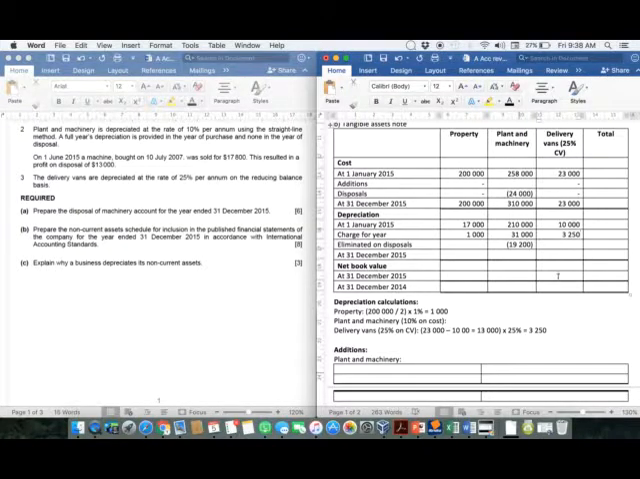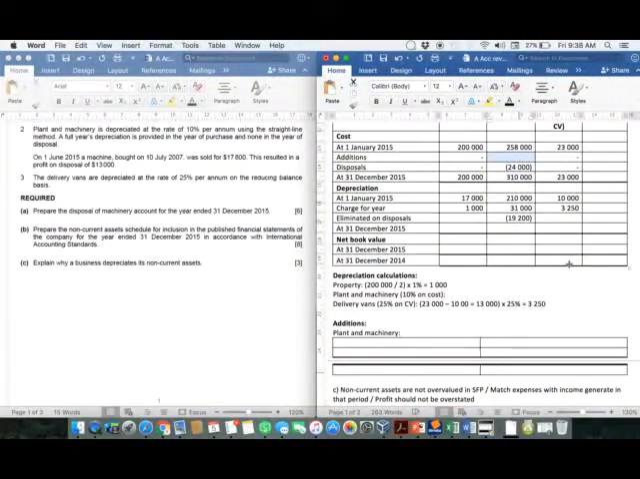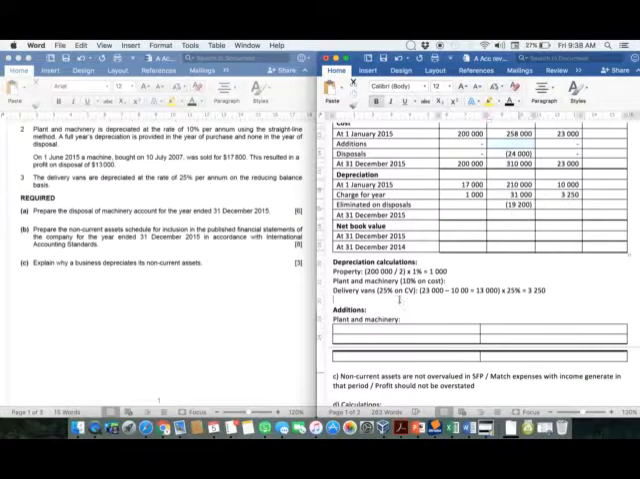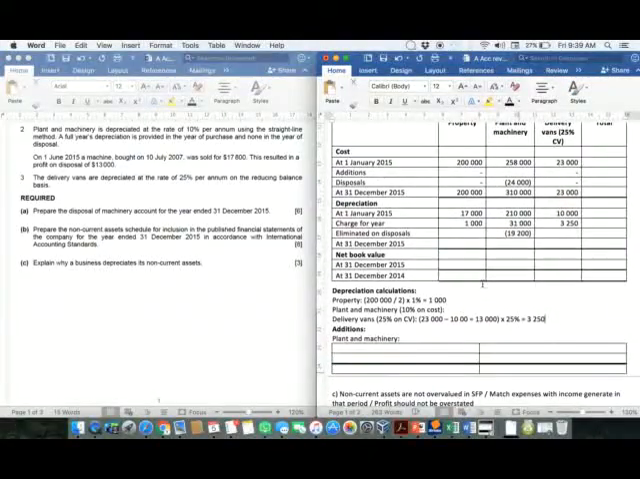Right, I have now used all that information that I can, but there's still something else that I need to do. Do you remember I said to you there's a missing figure over here that we are going to have to work out? Because it was not given to us. So I'm going to put it in bold when we put it in, just so that you can see. And basically the easiest way to do this is to recreate a T account for your plant and machinery.